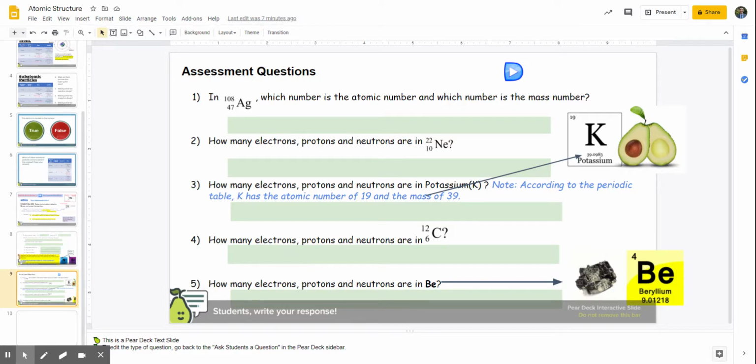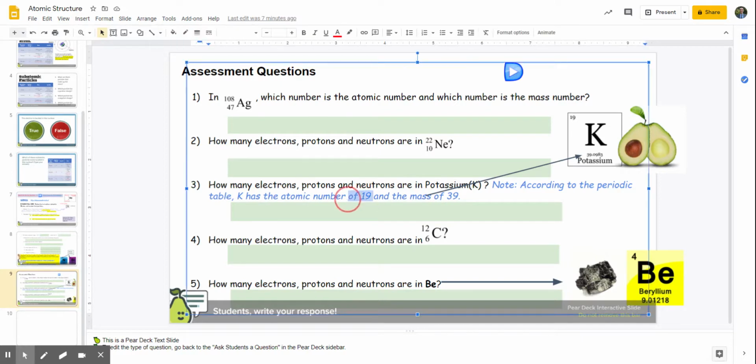How many electrons, protons, and neutrons are in potassium? Okay, let's use the same process. Potassium has 19 protons. We know that by the atomic number. And it's neutral. There's no charge here. We would see a charge here, like +1, -1, +2, -2, all that stuff. But we don't see a charge. So if you see no charge, immediately you know the number of protons is equal to the number of electrons.